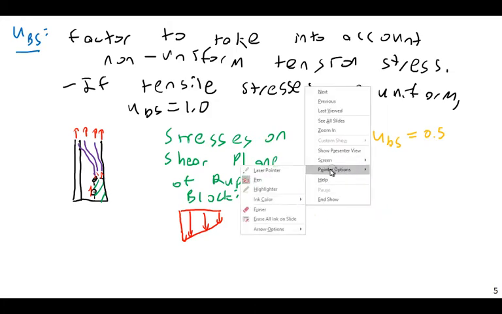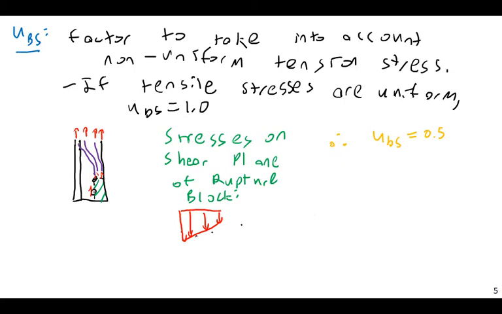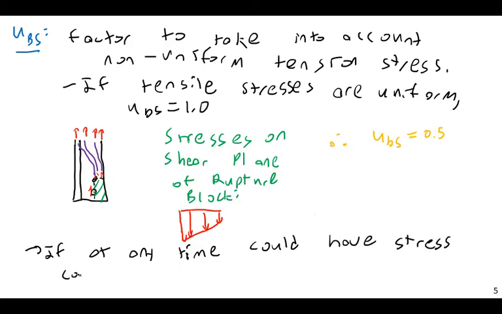So again, this is actually kind of a fudge factor. We just basically say if at any time we could have stress concentration, UBS will be conservatively considered to be 0.5. Now, in terms of where you actually, let me write this first, conservatively taken as 0.5.